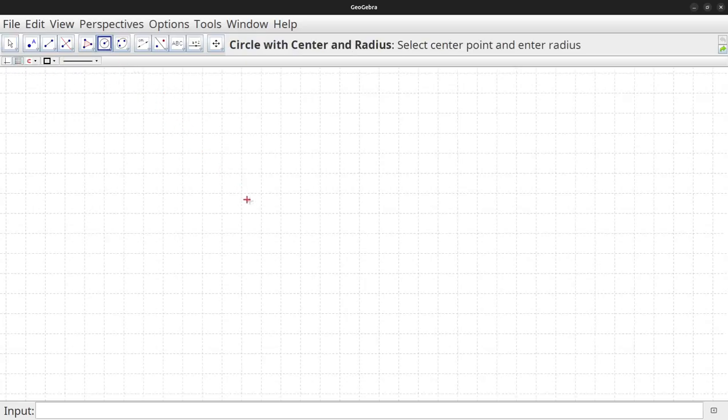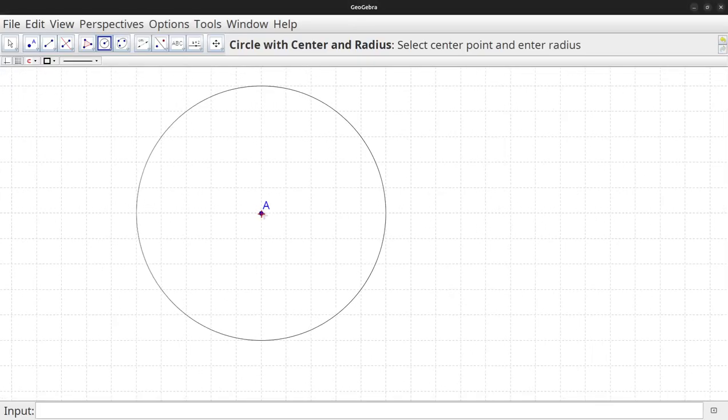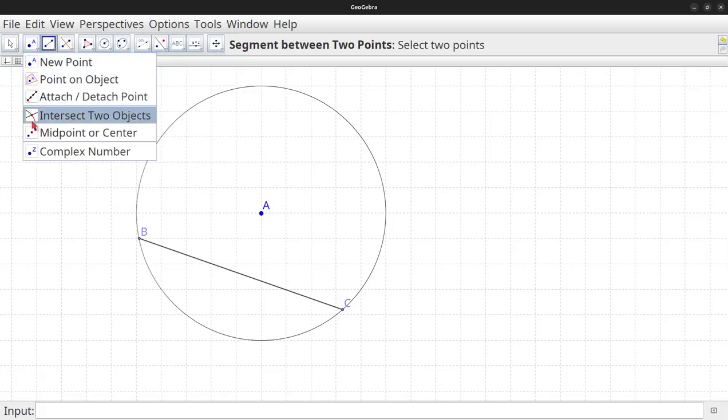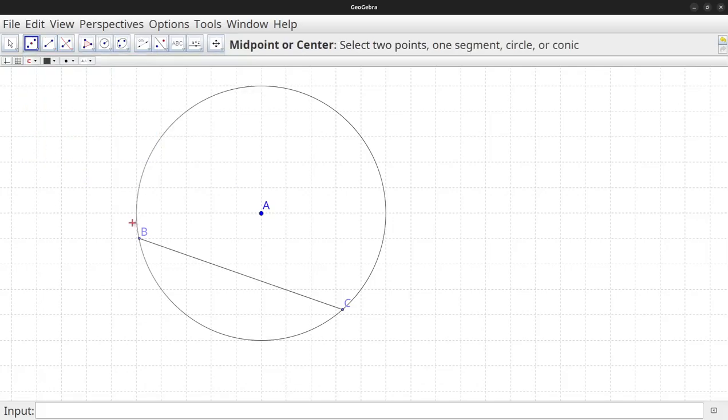Now let's just draw a cycle like that, and then in this cycle let's draw a chord. What's the midpoint of this chord? Now let's check it. Now the midpoint of this chord is here. That's point B, which is the midpoint of that chord.